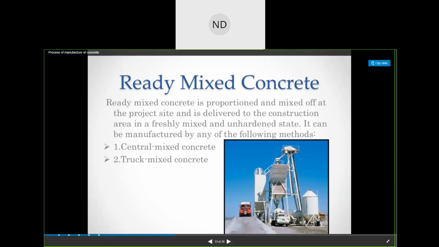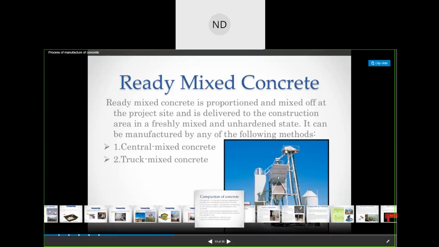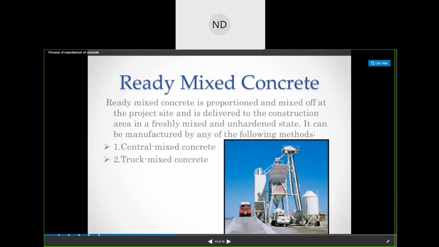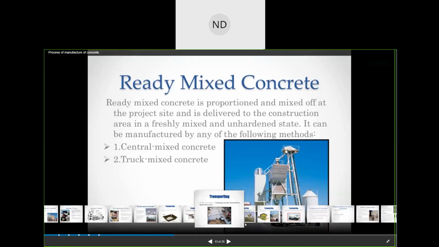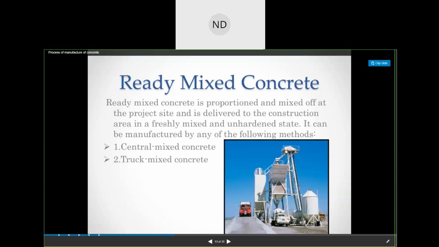On the site itself they are mixed. It is mixed at the site, but it will be delivered to the construction area freshly. Suppose the mixing is done here, and your area of construction is somewhere there, so from here to there you have to bring it. Freshly it is prepared here, and as soon as it is prepared, it is brought to the area of construction. This is the centrally mixed concrete, or it can be mixed on the truck also. So there are two methods of ready mixed concrete.